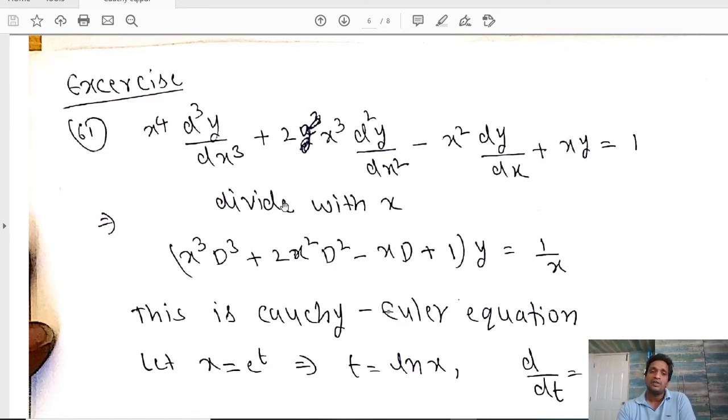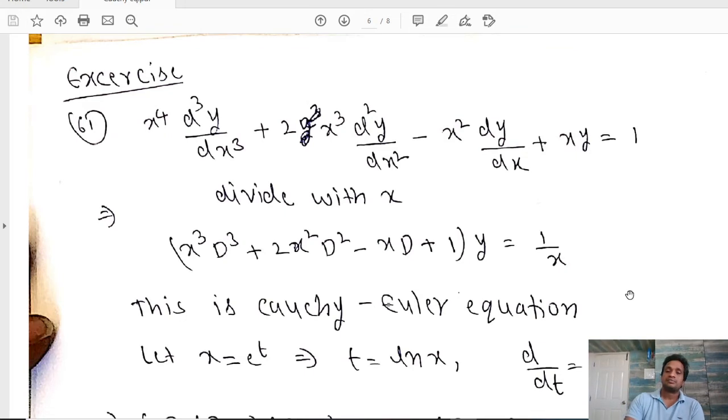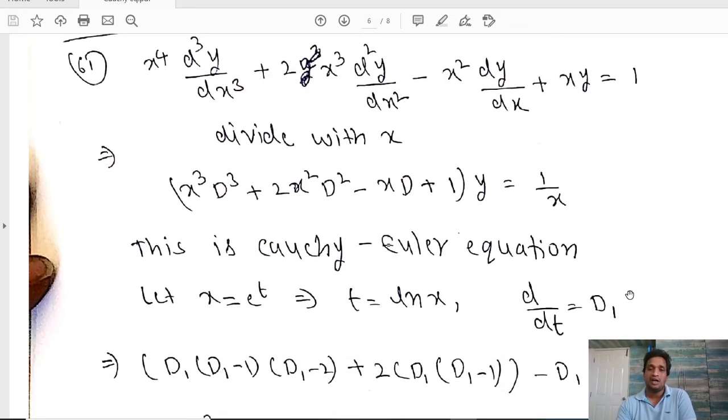Okay, so what we will do, here x cube must be there, here x square, here x, here there should not be any x. So we divide with x, then it becomes x cube d cube plus 2x square d square minus x d plus 1 into y is equal to, here I am dividing the total equation both sides with x, then it becomes 1 by x. See here x cube d cube, x square d square, x power 1 d power 1. So we can conclude that it is Cauchy-Euler equation.